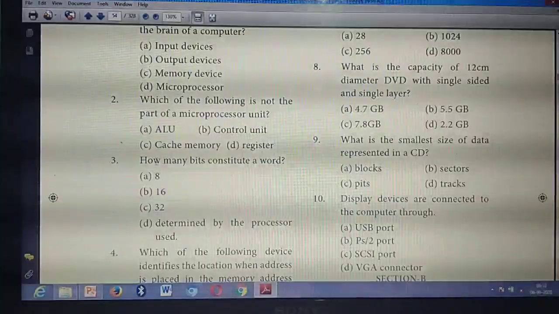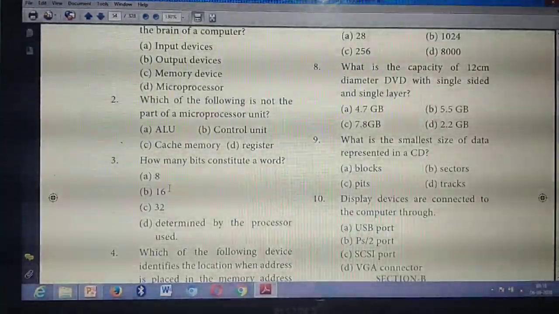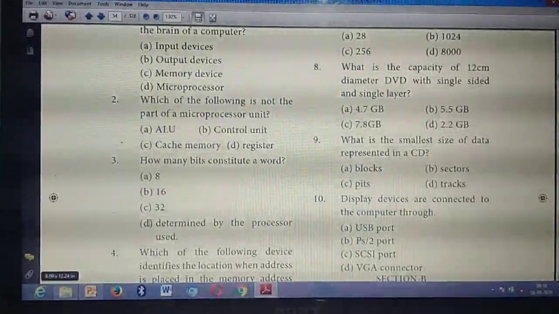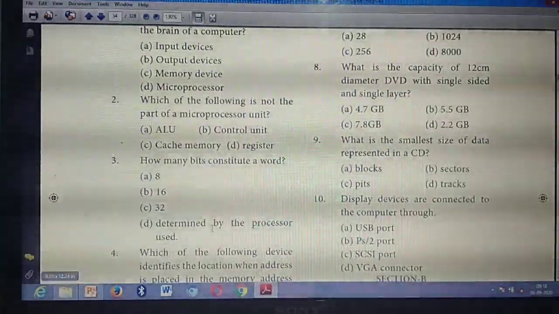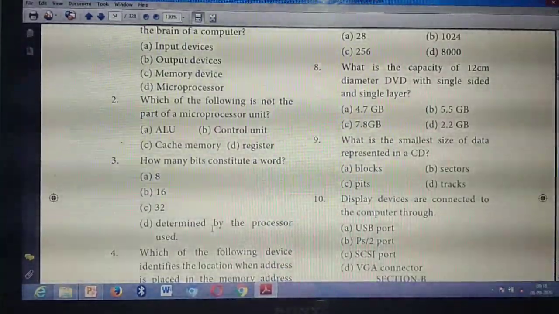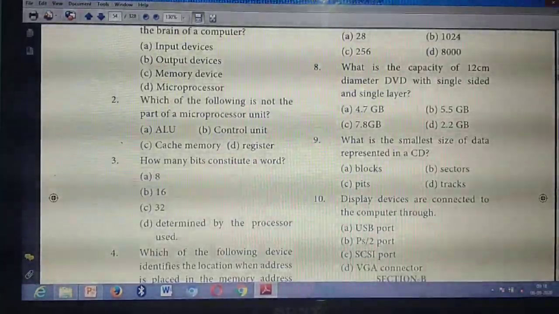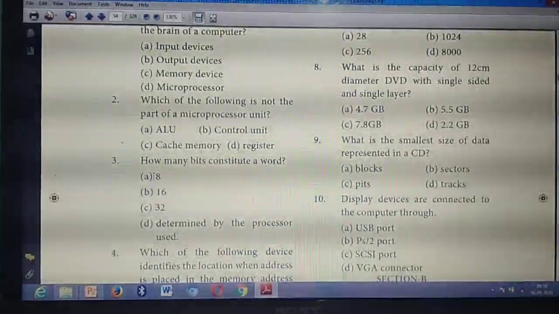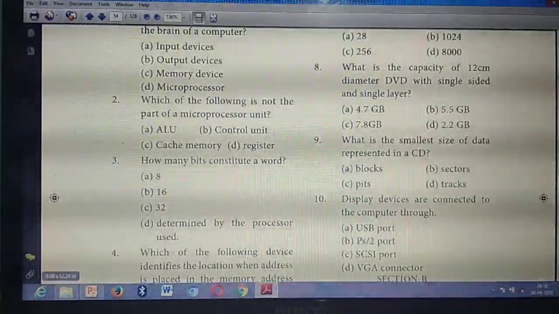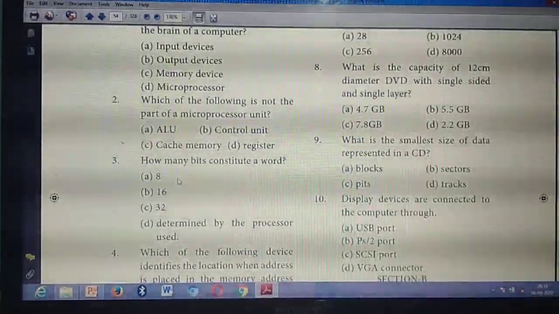Third question. How many bits constitute a word? The answer is determined by the processor used. For this question, option A is also correct, so you mark both option A as well as determined by the processor used.